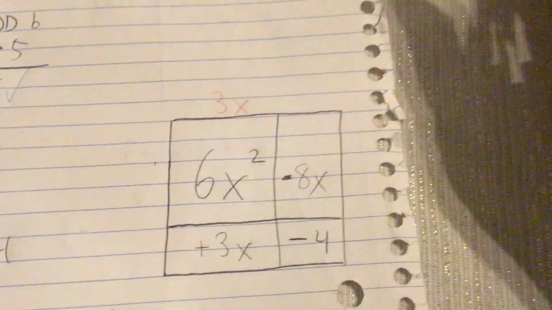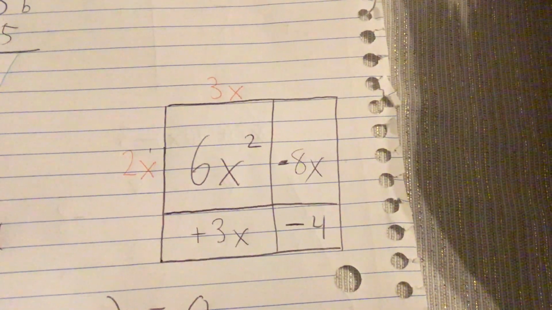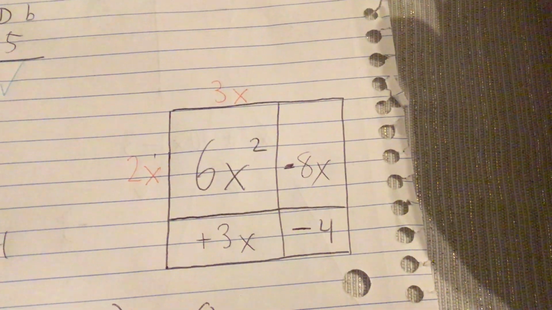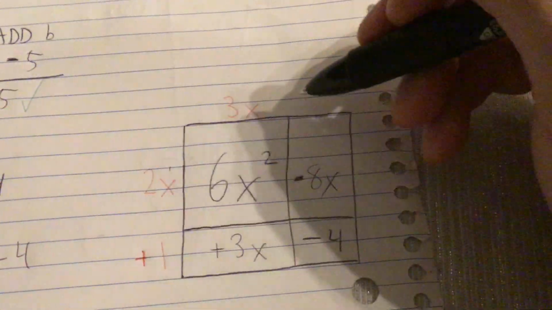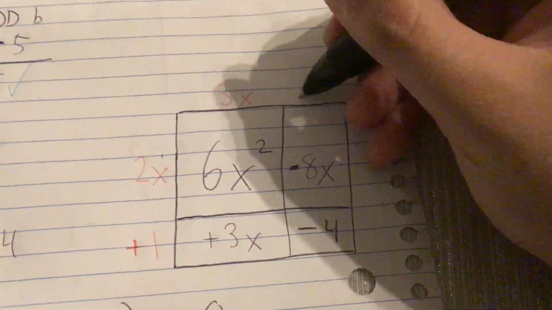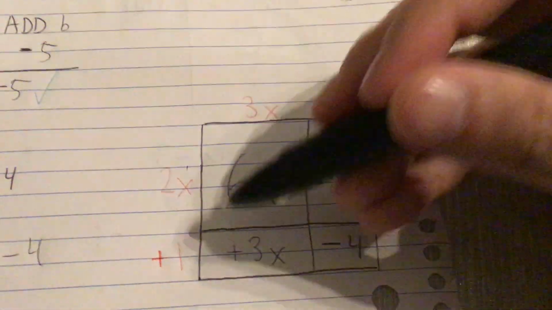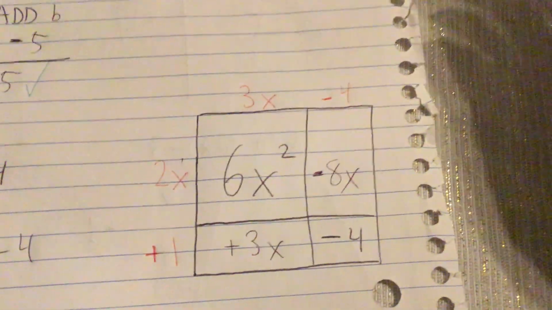3x times what is 6x squared? That would be 2x. Okay. 3x times what is positive 3x? Well, 3 times 1 would be 3, and we already have an x, so that would be 3x times 1 is 3x. 2x times what is negative 8x? Negative 4. Check your work. Is positive 1 times negative 4 equal to negative 4? Then you did it correctly.